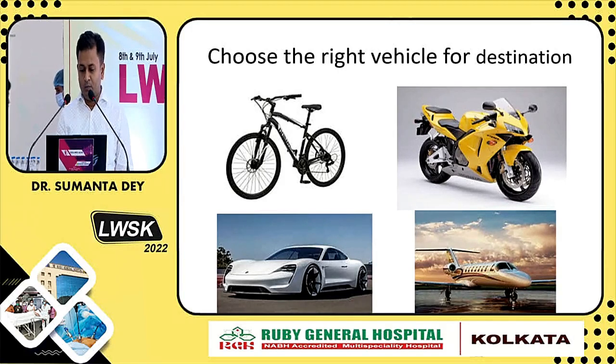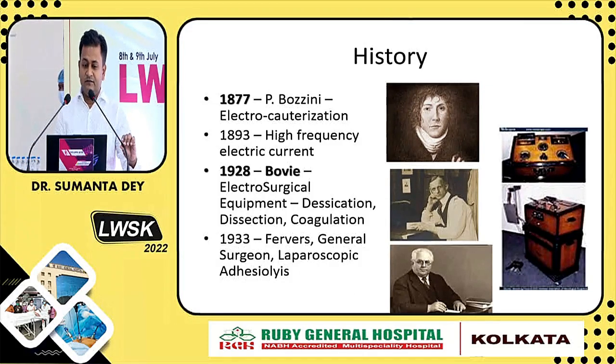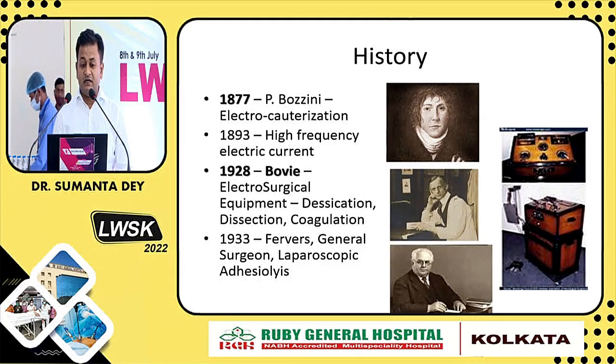So I'll explain how. We have to start from the beginning, with the history of invention of energy sources. It was way back in 1877 when Dr. Philippe Bozzini started the concept of electrocauterization, but it was no later than 1928 when Dr. Harvey Cushing, here, collaborated with a great physicist, William Bovie, and they discovered the electrosurgical equipment. This is the electrosurgical equipment that was invented way back in 1928, and there they started the different concepts of dissection and coagulation.